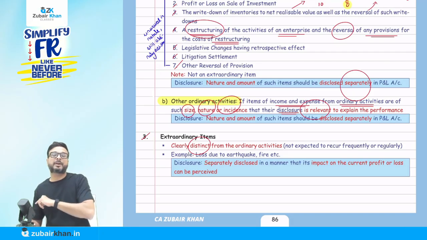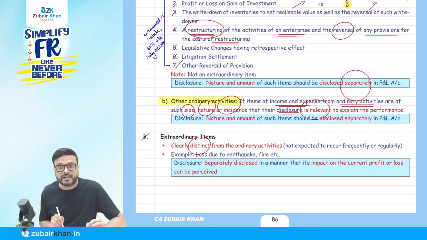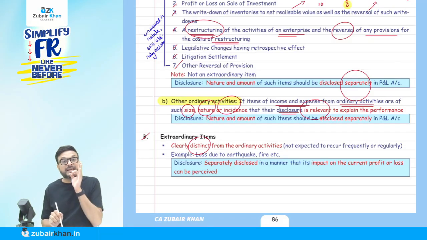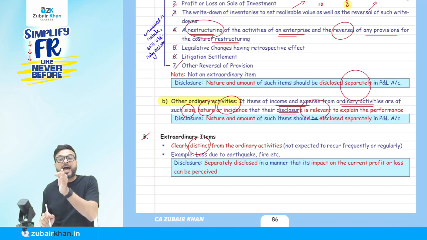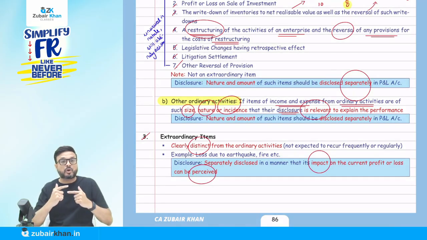Now, a very interesting part: if you see in this table, they say disclose separately, in a manner that its impact on the current profit or loss can be perceived. Now, a very important point. When we talk about the ordinary activity, this is separately disclosed.